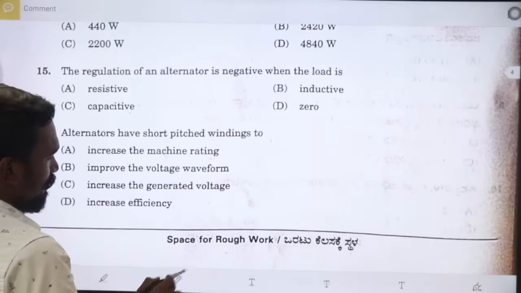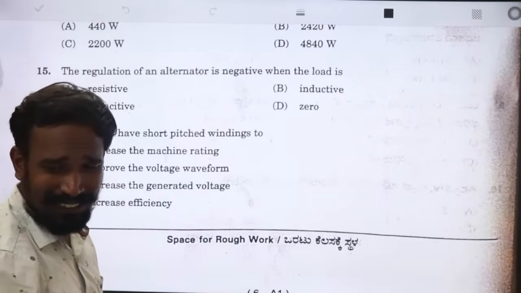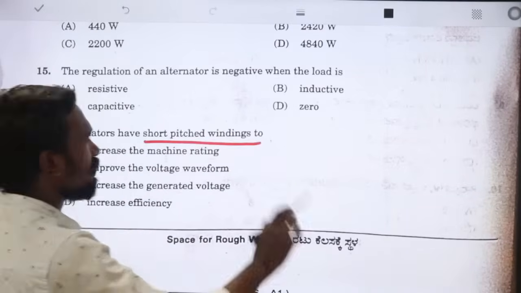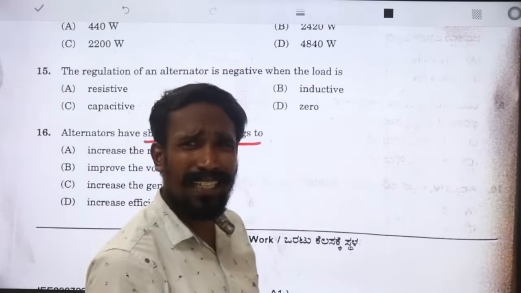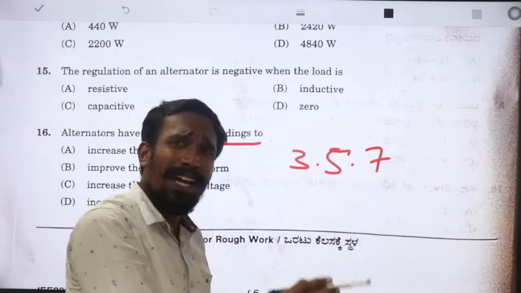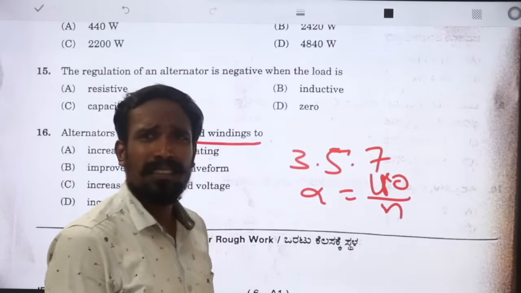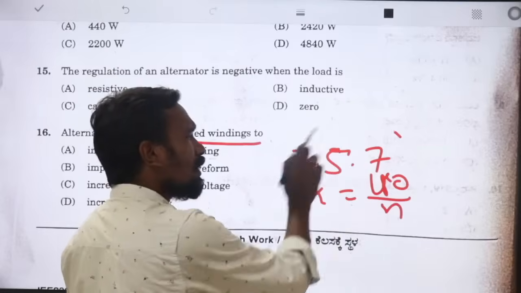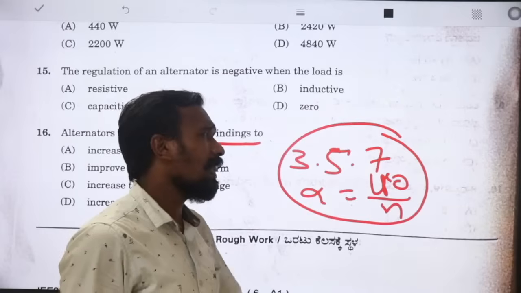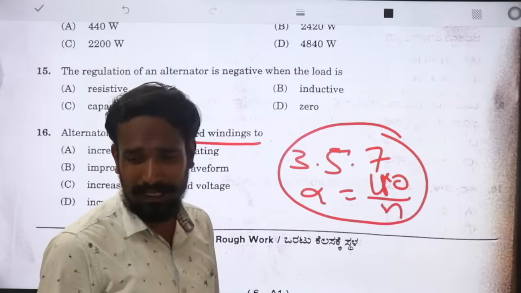Alternators have short pitch windings too. Why are we using short pitch winding? The short pitch windings are used to eliminate lower order harmonics with alpha equal to 180 upon n. Yes or no, guys? Surely they will ask you a numerical question on this for AE aspirants. Be careful, go through this carefully. 100% there should be a question from this.